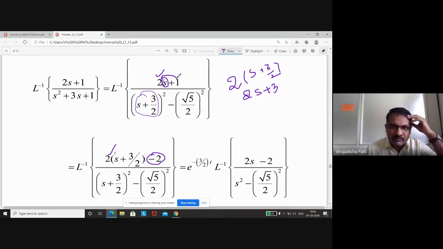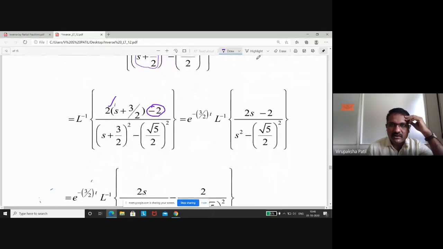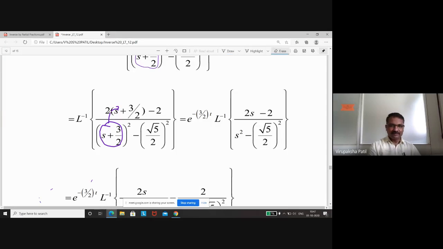So what do we have to do? We want a plus 1 here. So you have to subtract 2 from this entire quantity. So we have written this as 2 into bracket s plus 3 by 2 minus 2. Keep in mind, whatever manipulation you make in the denominator, you should make that manipulation in the numerator. Is that clear? Up to this is clear?